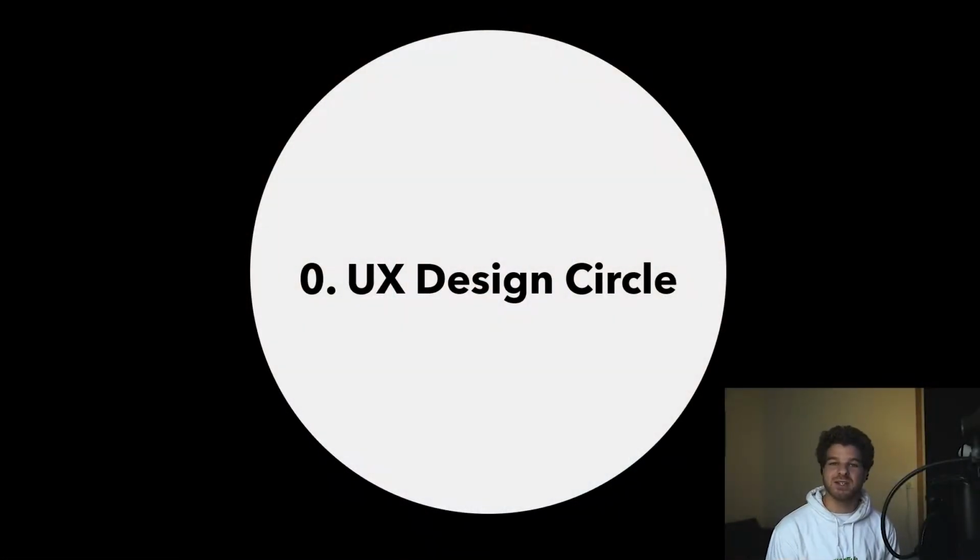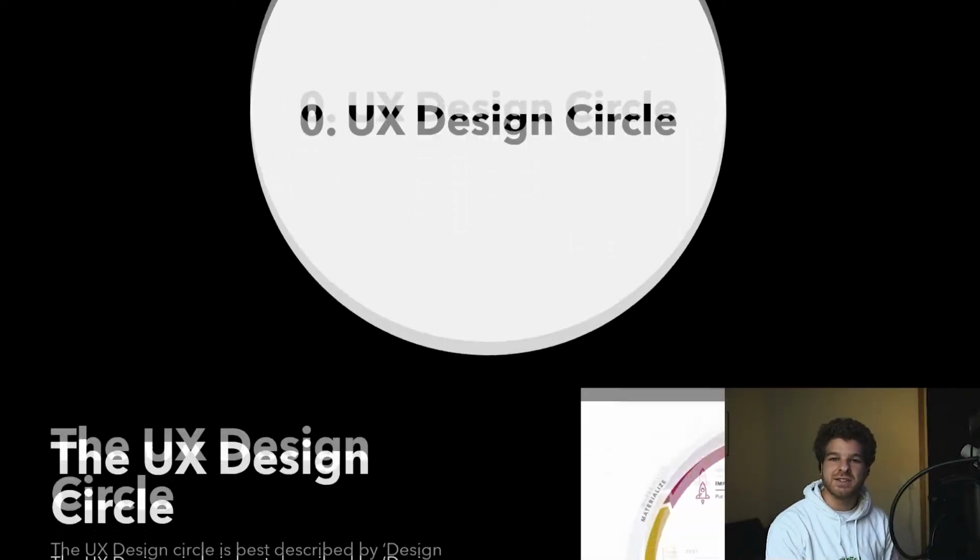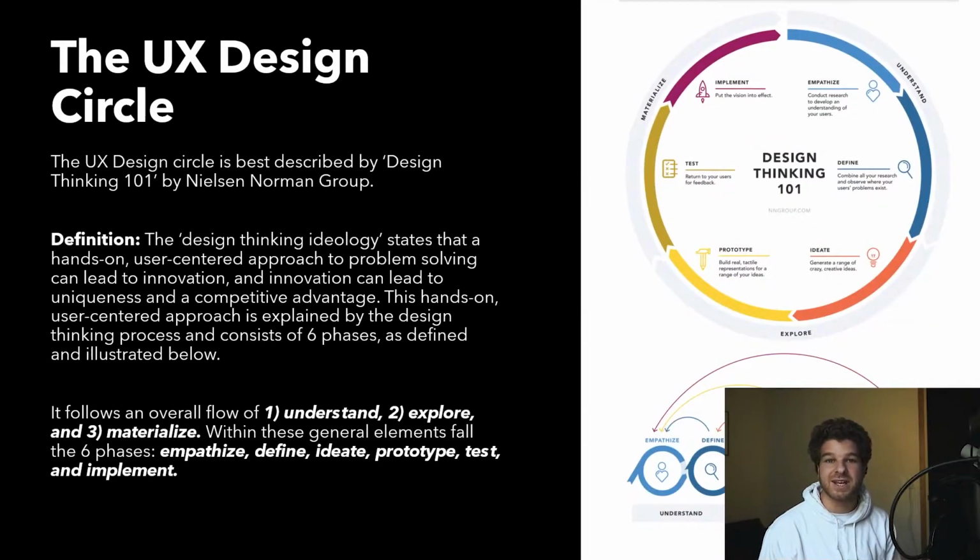So in this chapter, we'll explain the UX design circle and what it's all about. We'll briefly cover every phase of the design circle, and in the next chapters we'll go into detail. So this design circle is best described by the Design Thinking 101 philosophy that is created by the Nielsen Norman Design Group, who we talked about earlier.